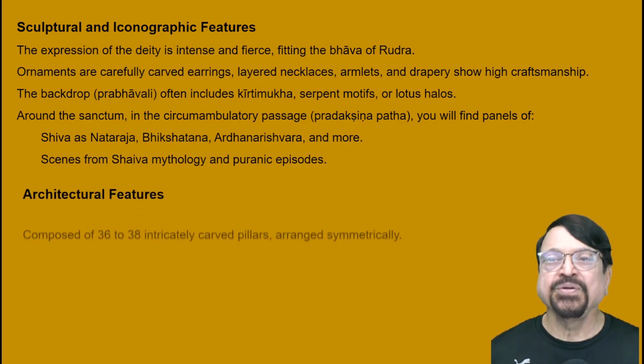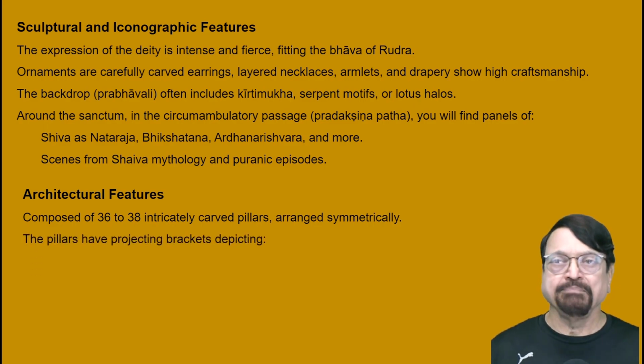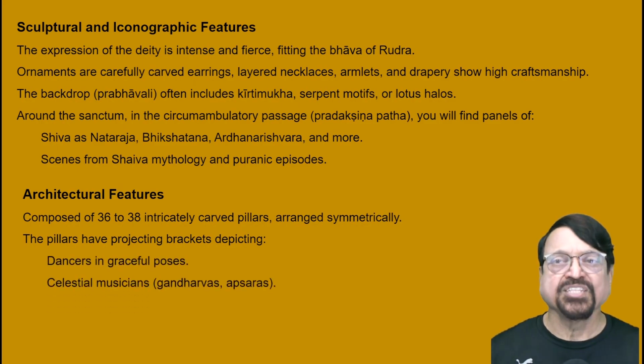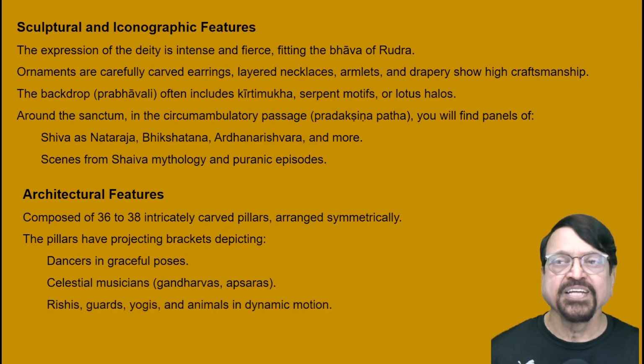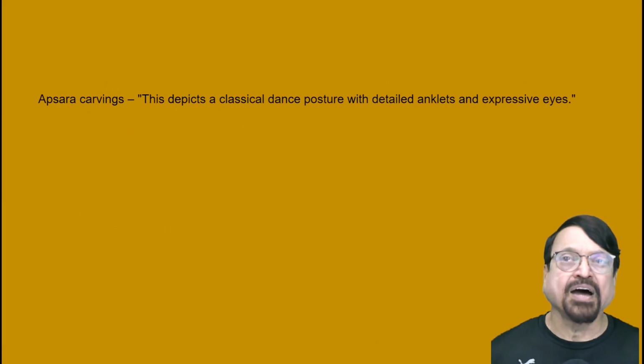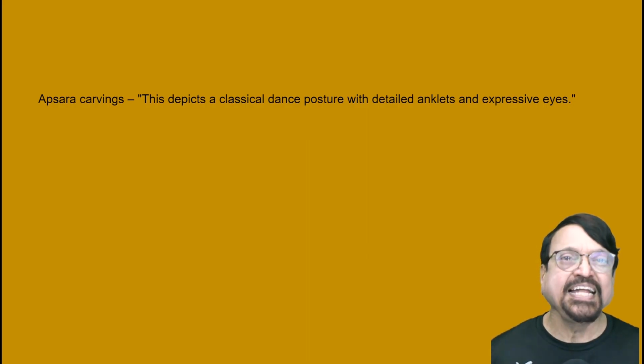Let's continue. The architectural feature is composed of 36 to 38 intricately carved pillars arranged symmetrically. The pillars have projecting brackets depicting dancers in graceful poses, then celestial musicians, the Gandharvas and Apsaras, then rishis, gods, yogis, and animals in dynamic motions. The ceiling beam rests on massive corbels, and there also you will find a marvel of architecture. You will also see Apsara carvings. These depict classical dance postures, detailed anklets and expressive eyes.